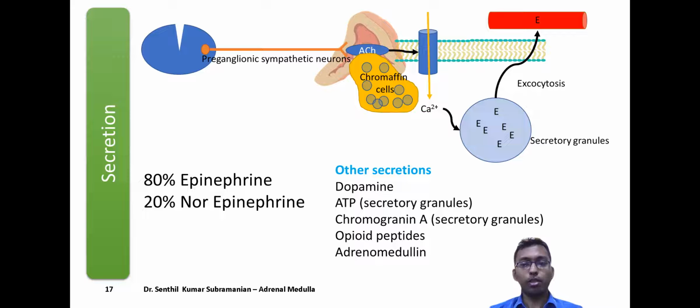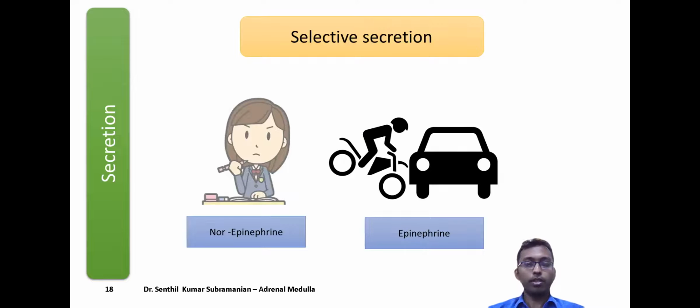The other secretions that are found in adrenal medulla are dopamine, ATP, chromogranin A, opioid peptides such as metenkephalins, and adrenomedullin. The amount of dopamine secreted from adrenal medulla is very less. Even in the secretion of norepinephrine and epinephrine, depending upon the type of stress, the amount of secretion varies. In case of known stress, such as writing an exam, the amount of norepinephrine secretion will increase. In case of unknown stress, such as an accident, the amount of epinephrine may increase.